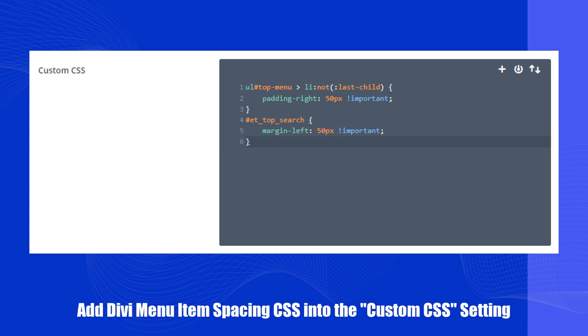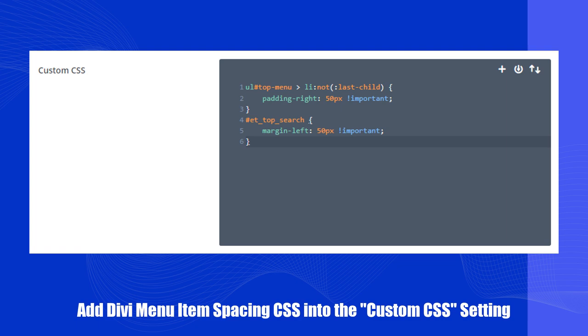Now let's add the custom CSS code to adjust the spacing between Divi menu items. Using CSS, we can increase or decrease the spacing to perfectly suit your design. Here's a quick overview of the code we'll be adding. The first line targets the menu items and adjusts the right padding for all items except the last one. This essentially controls the space between each menu link.